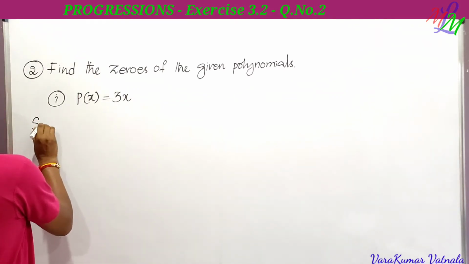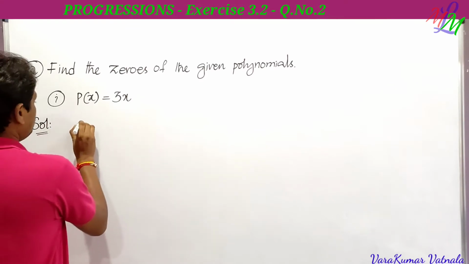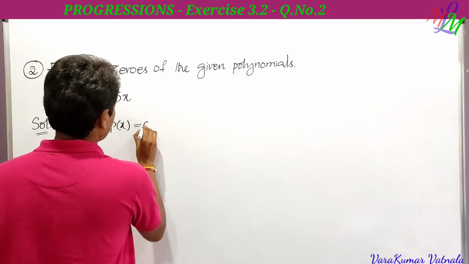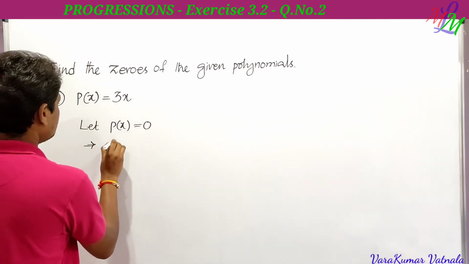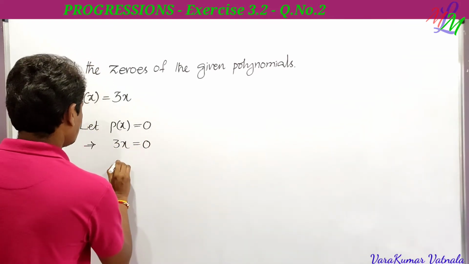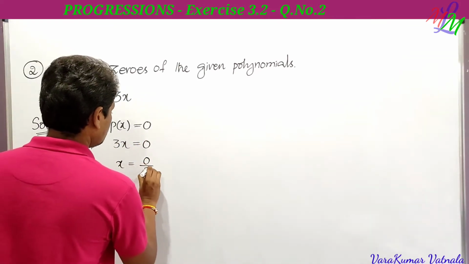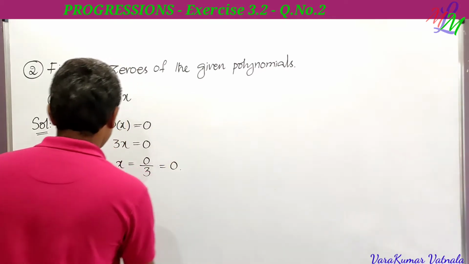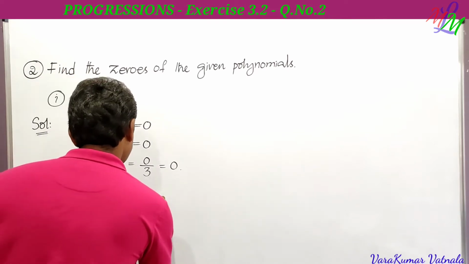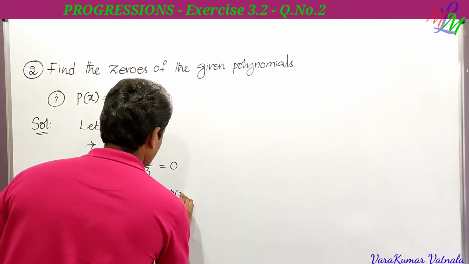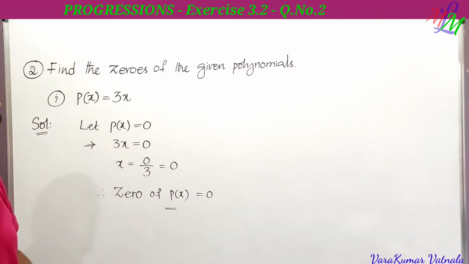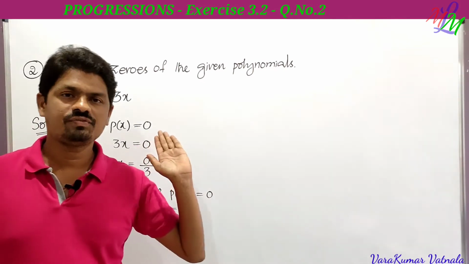First let p of x is equal to 0. So what is p of x? Here p of x he has given as 3x. So 3x is equal to 0. Now we have to find the x value. x is equal to 0 by 3, which is equal to 0. Therefore the zero of p of x is 0 only. That's all, very easy. So this is the first one in the second problem.